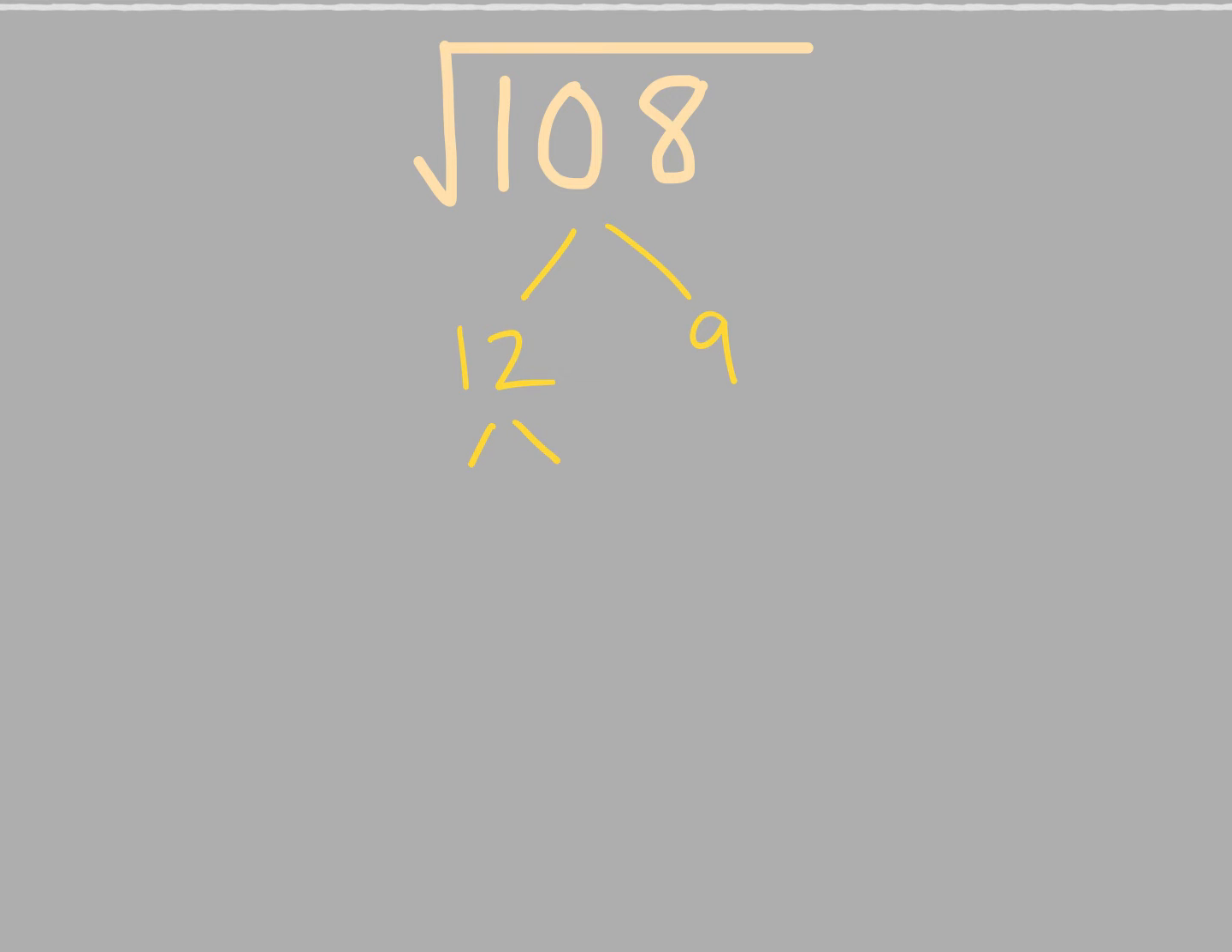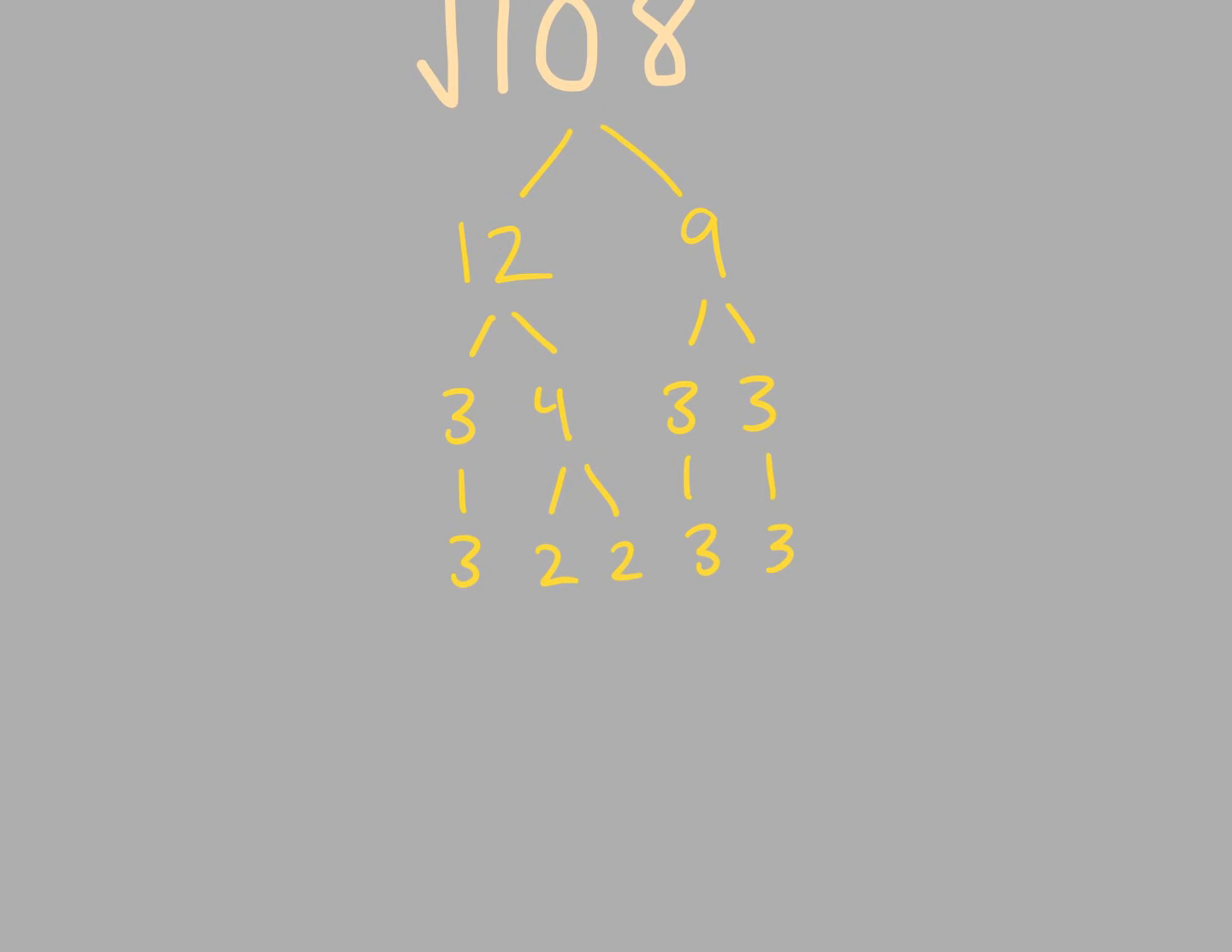So if you said 2 and 54, that would work too. What are 2 factors of 12? 3 and 4. And 2 factors of 9? 3 and 3. Can I break anything else down? The 4. What are 2 factors of 4? 2 and 2. So I have 3, 2, 2, 3, 3. What am I going to circle? 2 2's and 2 3's.